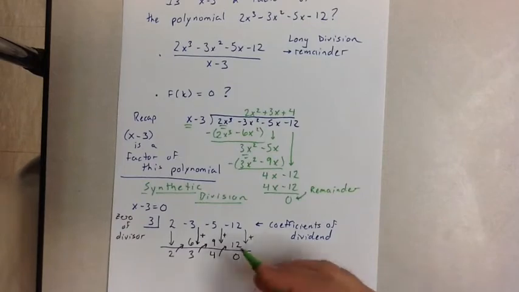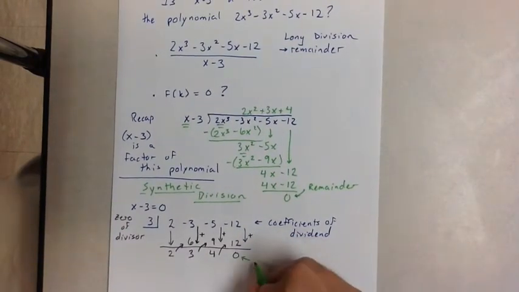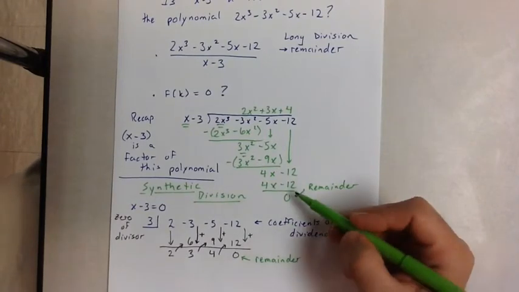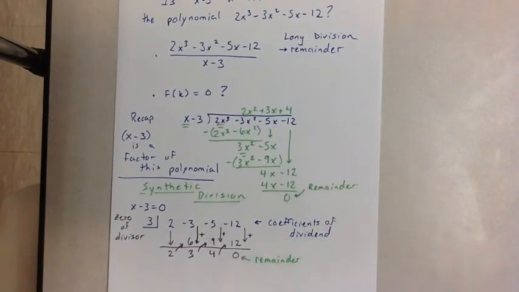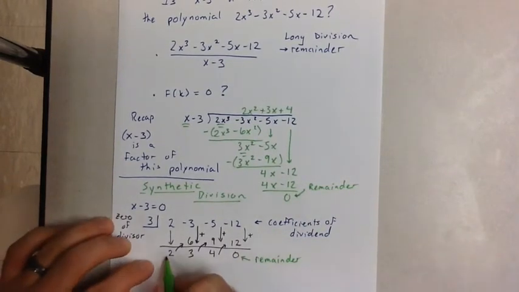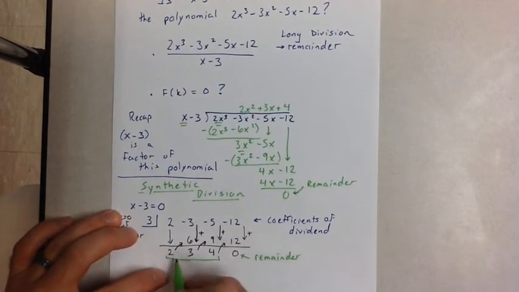Well, the last number you'll find in this synthetic division process will be your remainder. So this matches what our long division found. We found that our remainder here was 0. We still find that it is 0. And this grouping, which will be our quotient, these are the coefficients of the quotient.